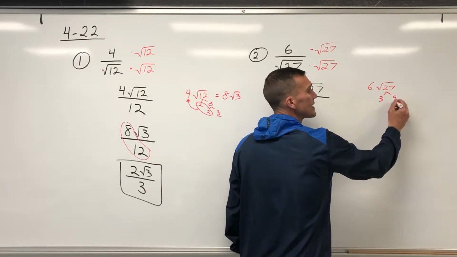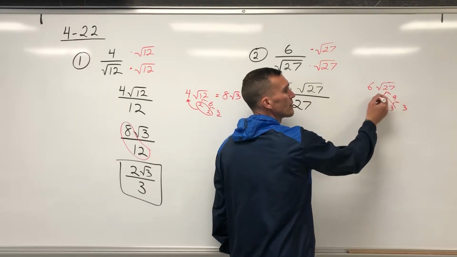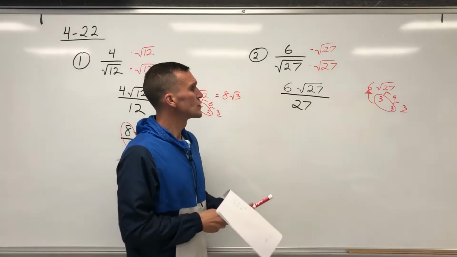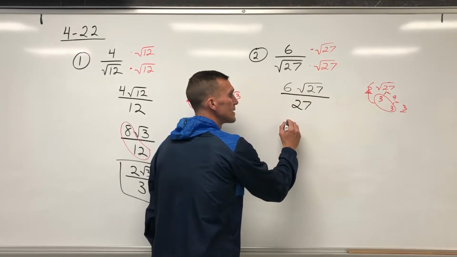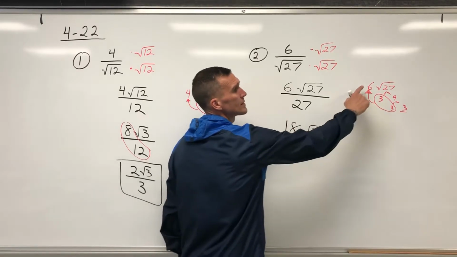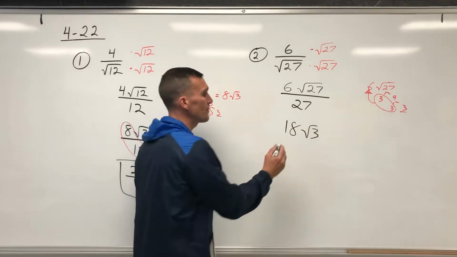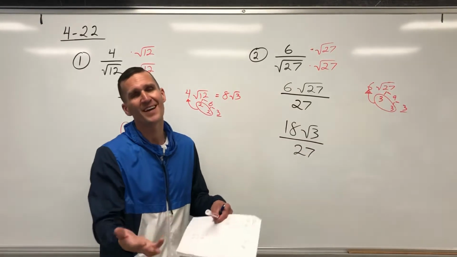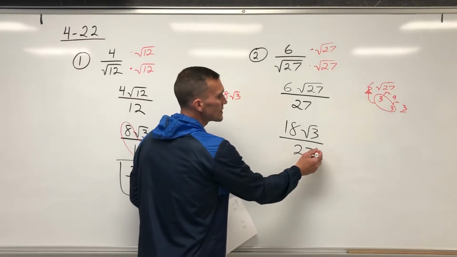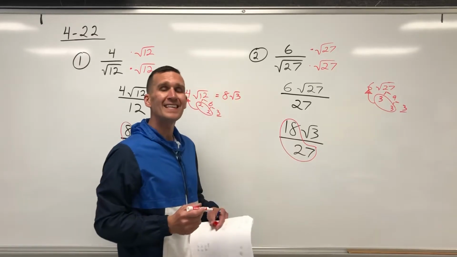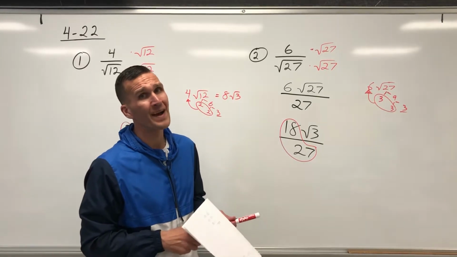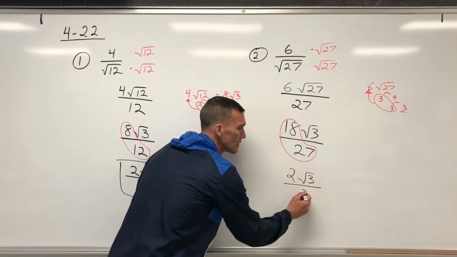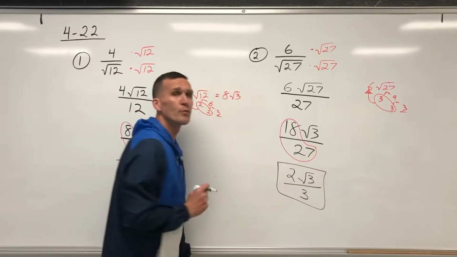27 is 3 times 9 is 3 times 3. Pair of 3's break outside and a 3 stays trapped. So the new top is 18 rad 3, because 6 times 3 is 18 and the 3 stays trapped, all over 27. Now here is another one where you actually get the same numbers. It's not always going to be 2/3, but the outside numbers do reduce. 18 over 27, both those numbers are divisible by 9, so they reduce to 2/3, and you cannot leave off your radical in the numerator.